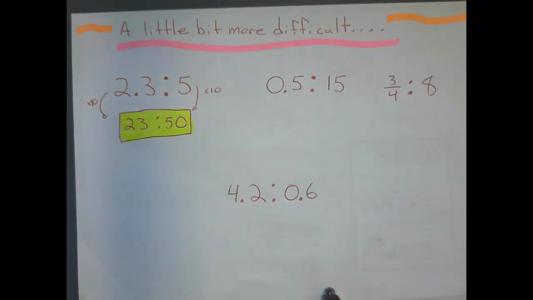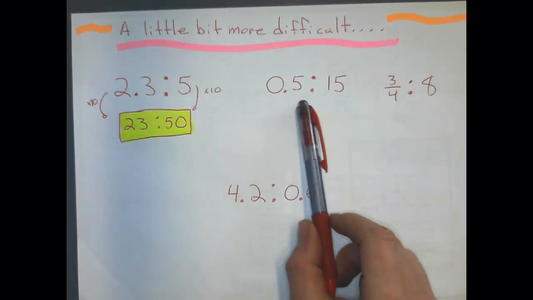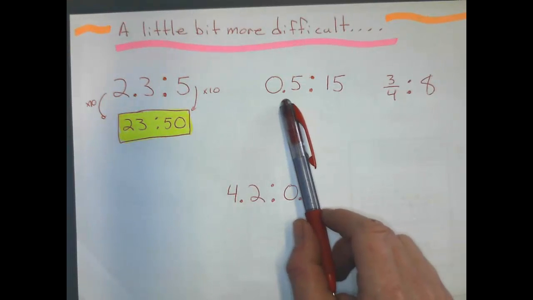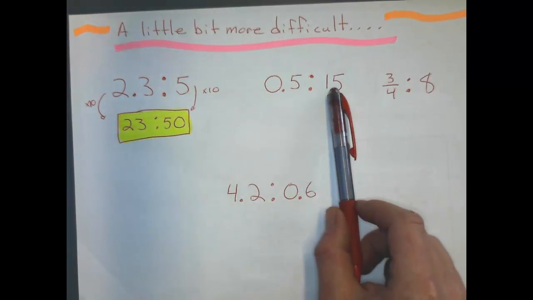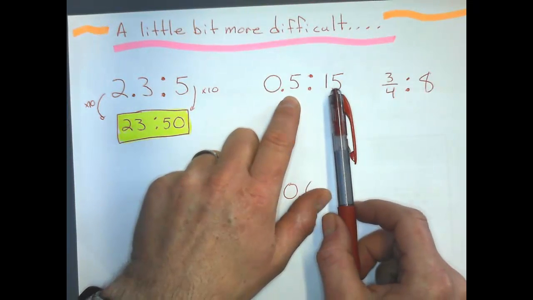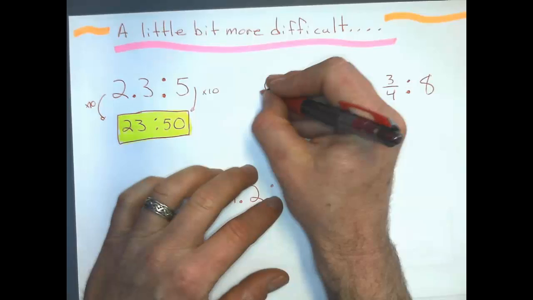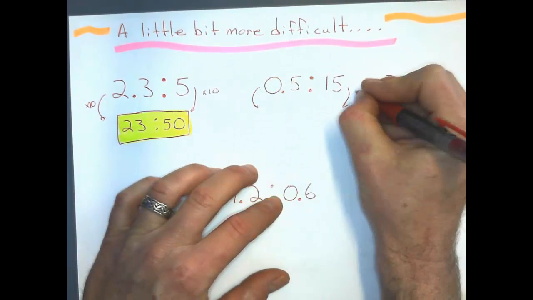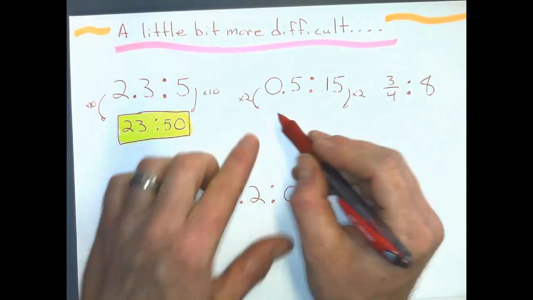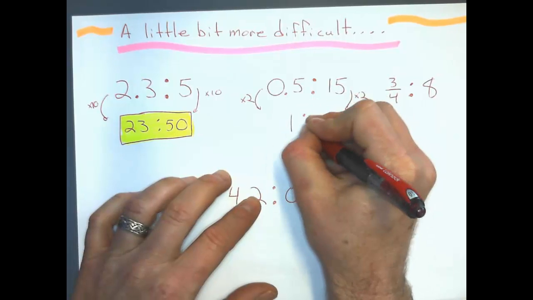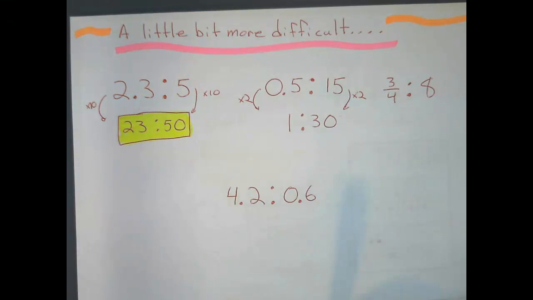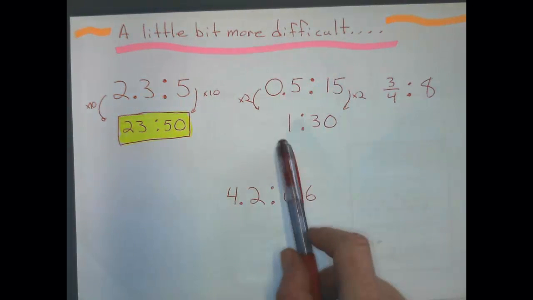So the same thing here. I could multiply both sides by 10, and that would give me 5 to 150, but other people just say, well, just double that, because if you double a half, you just get 1. So that's an okay way to do it as well. I could say times 2 and times 2. And 0.5 times 2 is just 1. And 15 times 2 is just 30. So 1/2 to 15 is the same as 1 to 30. And that's a little bit easier to understand at 1 to 30.